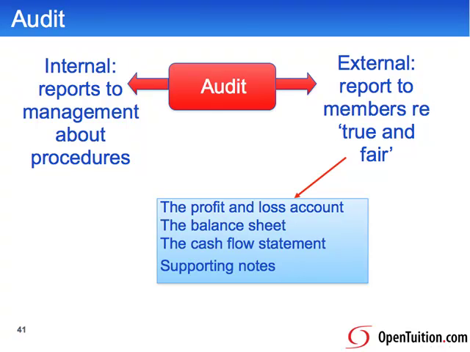Additionally, the auditors examine the system of internal control of the company and what's happened during the year, and they produce reports to management about their accounting procedures. So if the auditors find, for example, that invoices are not being priced up properly, they will report this to management, and management can then take action to try to ensure that those errors do not occur again in the future.